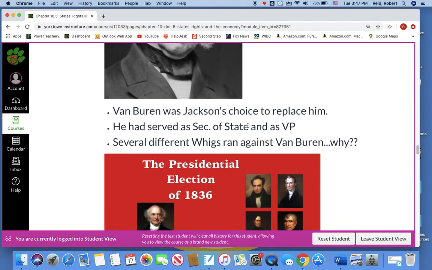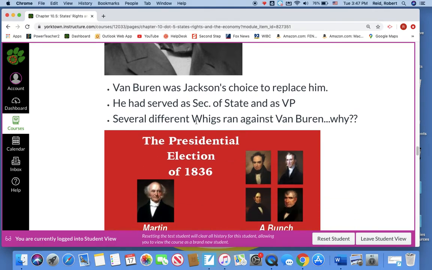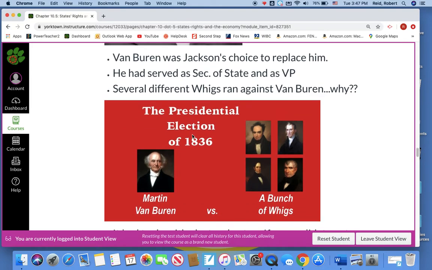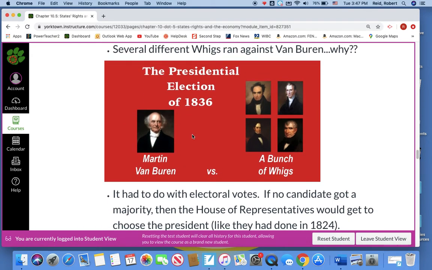Once again, a little bit of background. He was Jackson's choice to replace him. He had served as Secretary of State, remember, our foreign policy person, and also as Vice President from 1833 to 1837. The big question here then is, why would several Whigs, the new political party to America, why would they choose to run so many guys?